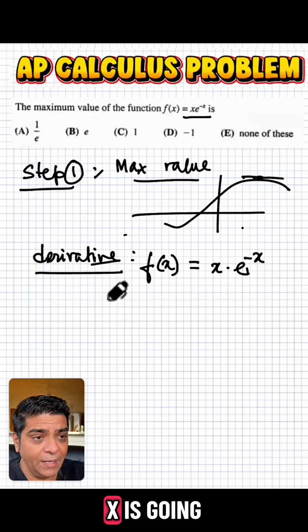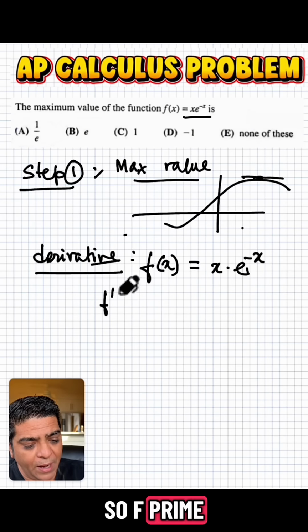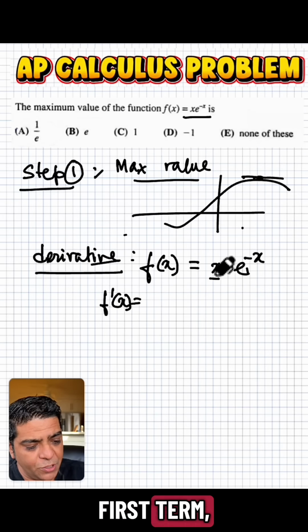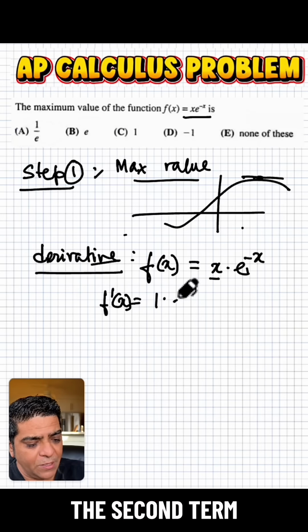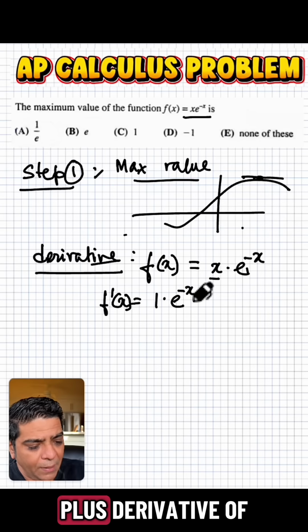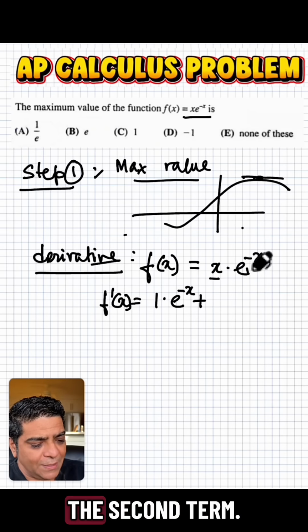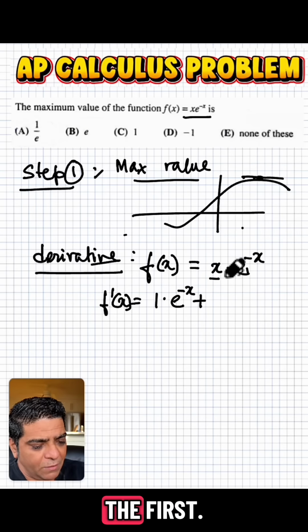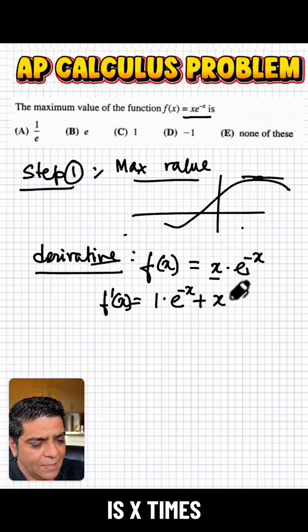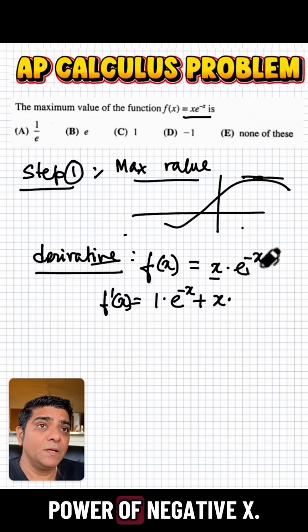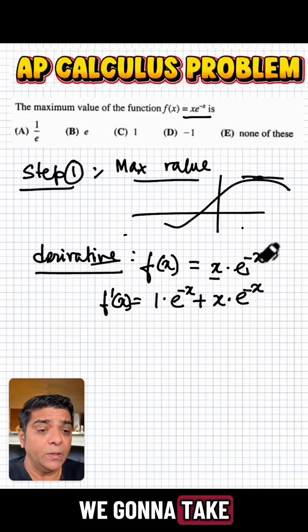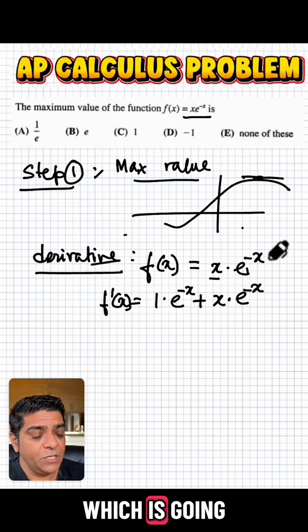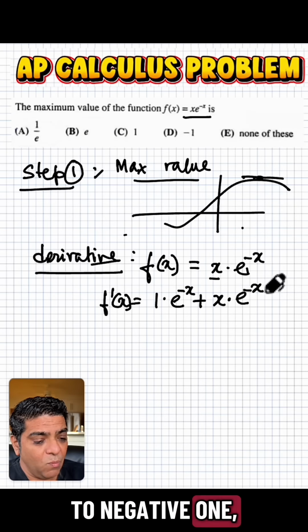So f prime of x is the derivative of the first term, which is 1, since the derivative of x is 1, times the second term, e to the power of negative x, plus the derivative of the second term multiplied with the first. So the first is x, times the derivative of the second term, e to the power of negative x. The derivative of that is e to the power of negative x, and then by the chain rule, we take the derivative of the negative x, which is equal to negative 1.